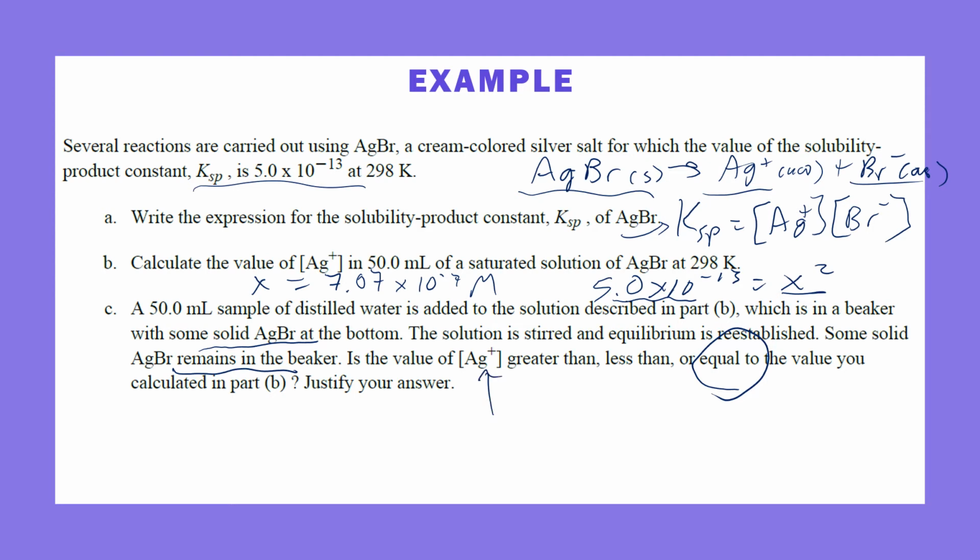So that's for molarity. If it was asking you for moles, there would be more moles dissolved. But since you have more moles and you have more liters, the molarity winds up staying the same. And that one was just 1 point, all or nothing. It's equal to, because even though you're adding more water, more of the solid silver bromide is dissolved to keep that molarity the same.